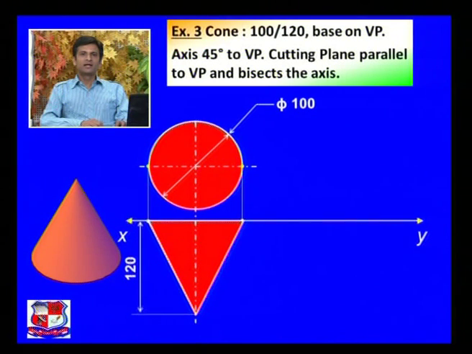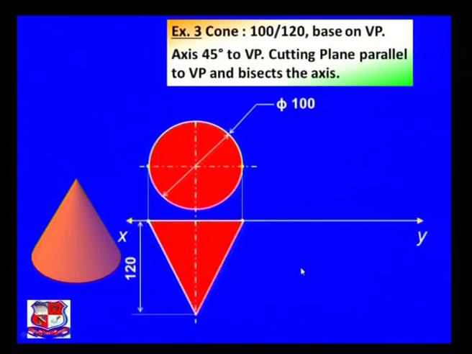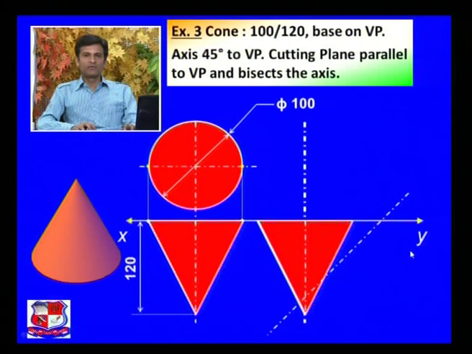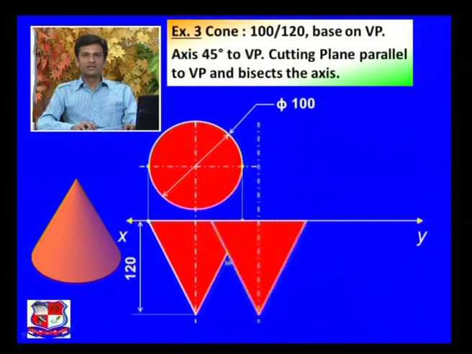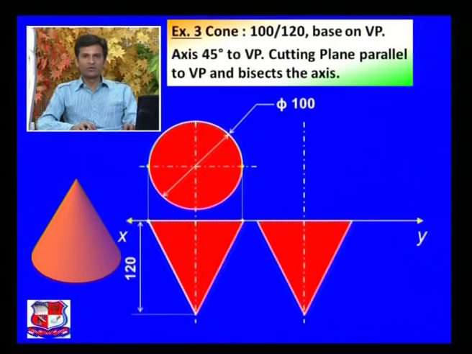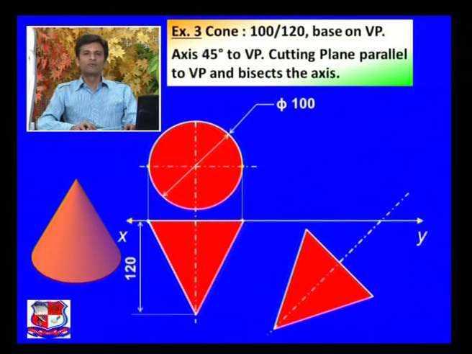And further it is given that the axis is 45 degrees to the vertical plane. So here this axis makes an angle of 90 degrees with the vertical plane. So we have to tilt this triangle in such a way that the axis makes an angle of 45 degrees with the XY line. For that, let me move this triangle over here and let me tilt it at an angle of 45 degrees like this. What we have done: first we have shifted this triangle over here, then it is tilted at an angle of 45 degrees with the XY line.